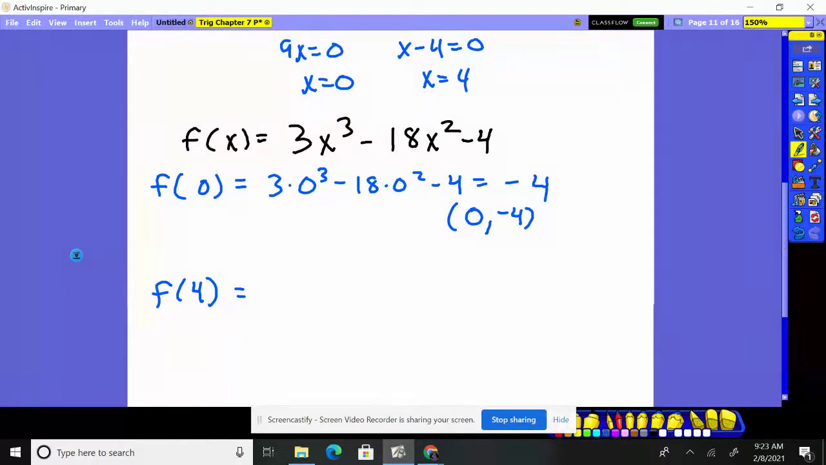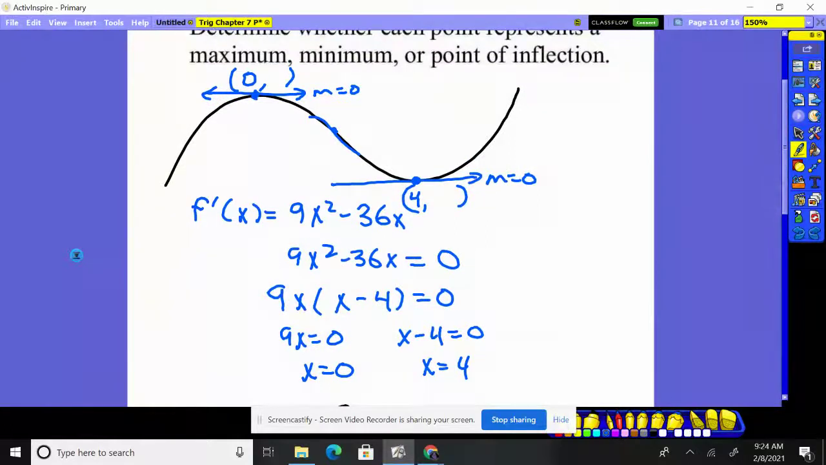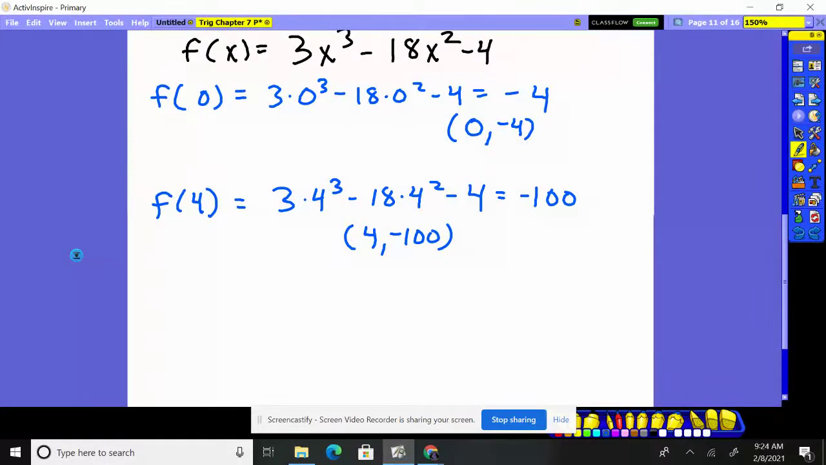I now need to plug in 4 into the equation. So 3 times 4 cubed minus 18 times 4 squared minus 4. So we need to solve this. I'm going to tell you right now, that comes out to be negative 100. All right, so that's 4 comma negative 100. I looked at my answer key. 4, negative 100. And we can see back up here for negative 100, 0, negative 4.